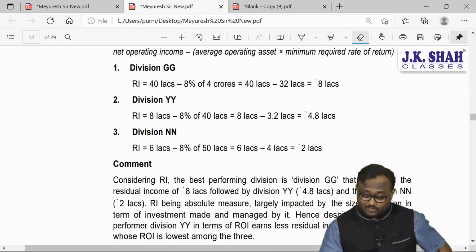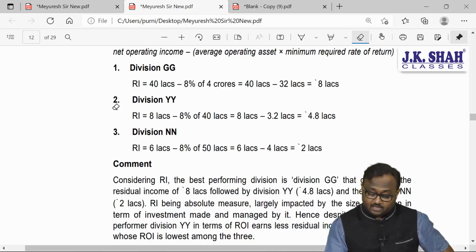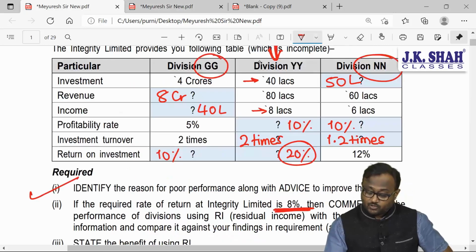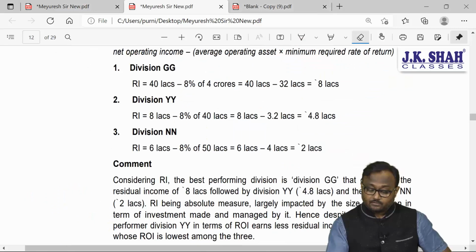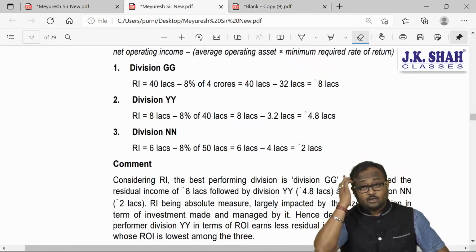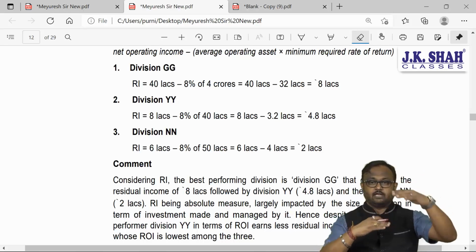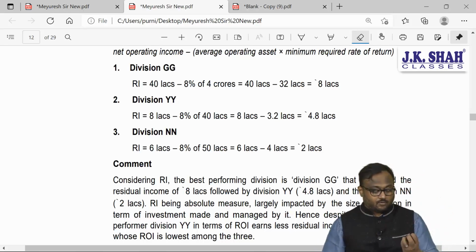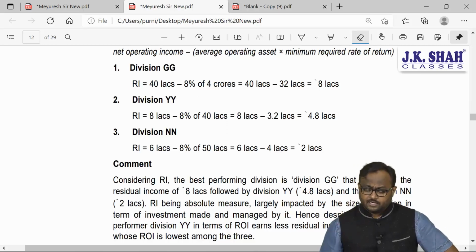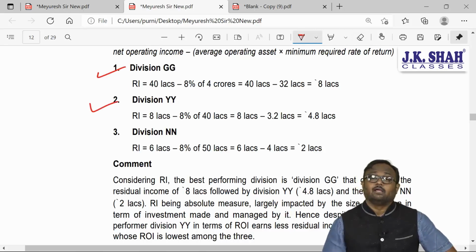And you will be observing, when I was considering ROI as a base, division YY was doing better and GG was not doing better. But that was comparative, relative terms, ROI. You compare profit and investment and percentage, profitability. Percentage is considered as a base. Here, the absolute term answer it is. So 8 lakhs, 4.8 and 2 lakhs. If you see, GG is better than YY.